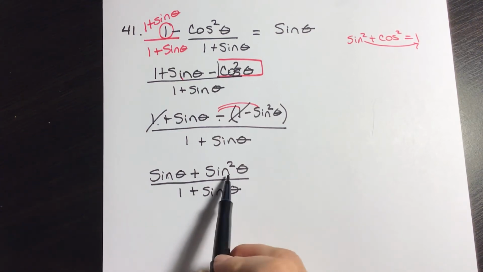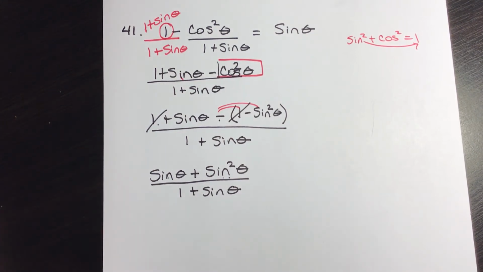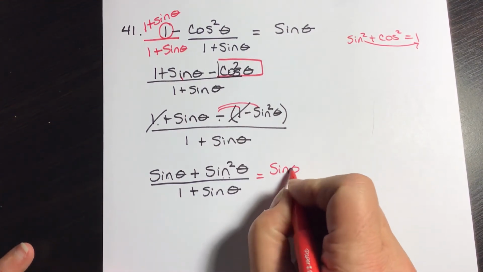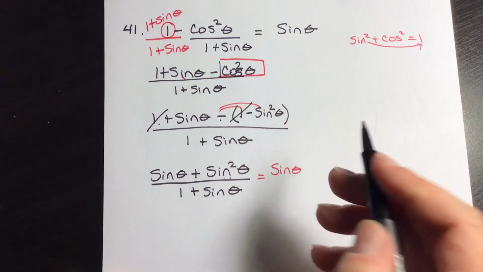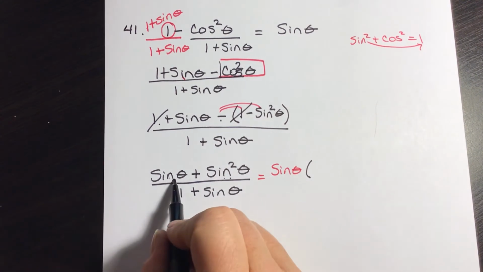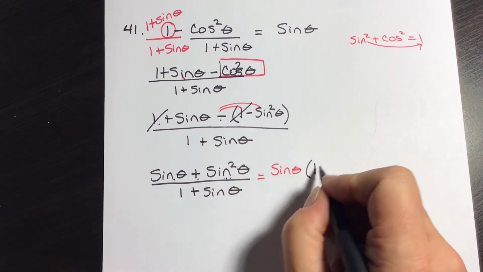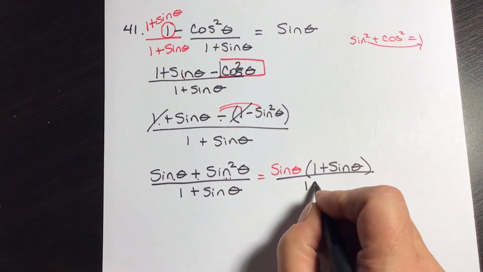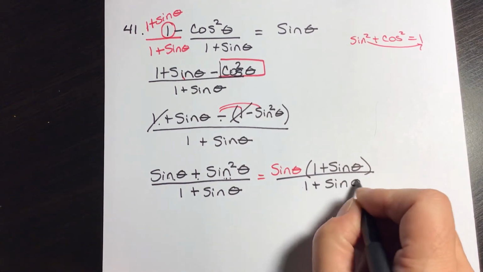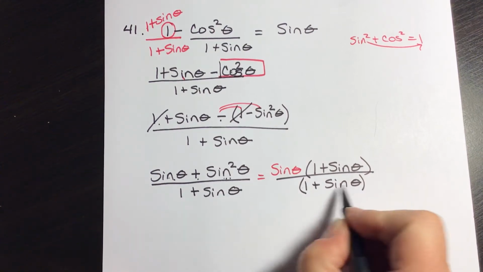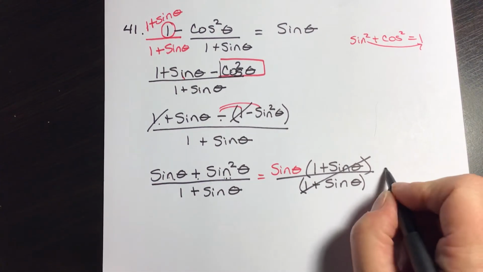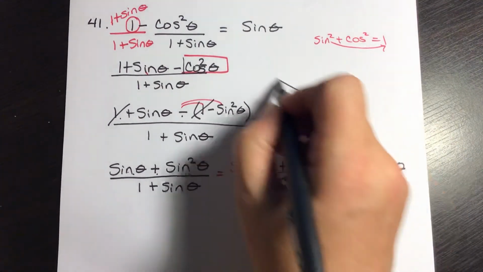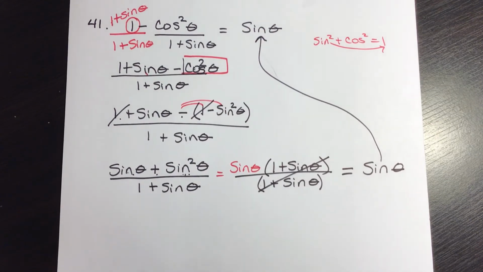Now I see that on the top I have a factor of sine of theta. So I'm going to pull out that sine of theta. And on the top I will multiply that by 1 plus sine of theta, over my denominator, which is also 1 plus sine of theta. So I can cancel all of this with all of this, and I'm left with sine of theta, which is what I needed there.